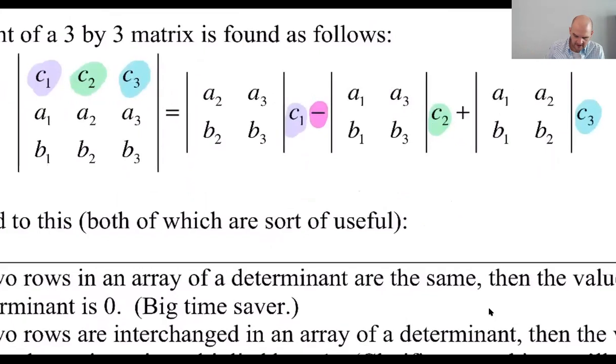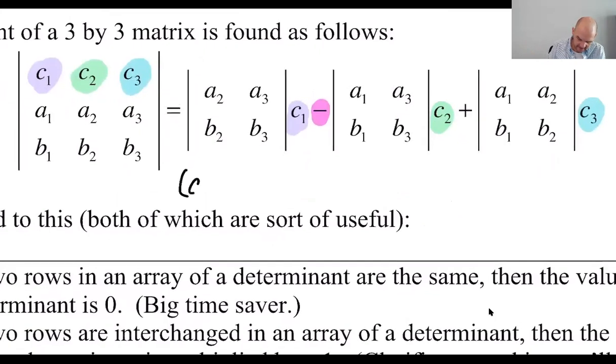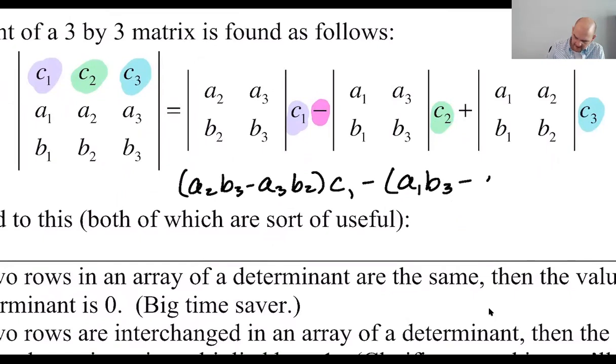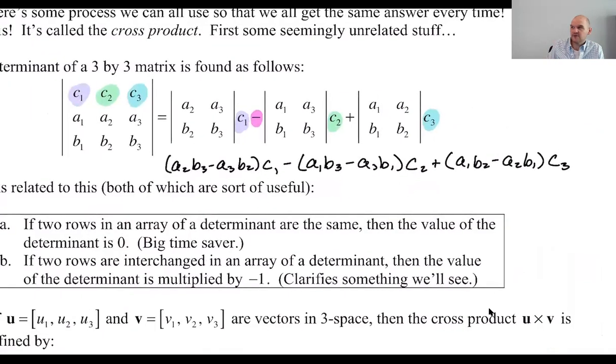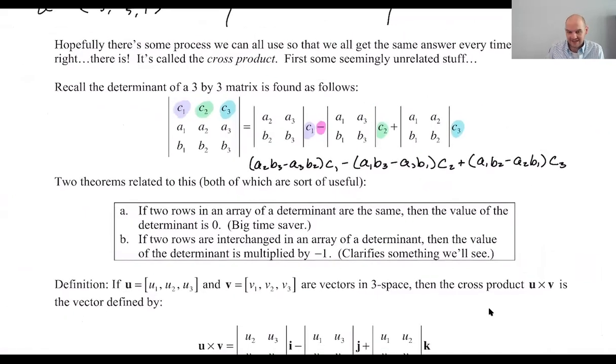But then what does this mean? Well, this, hopefully you're recalling, is A2, B3 minus A3, B2 times C1, then minus A1, B3 minus A3, B1 diagonals, and that's C2, and then plus A1, B2 diagonal, and then minus diagonal A2, B1, and then C3. This is a 3 by 3 determinant. Hopefully you've seen a 3 by 3 determinant before because we are about to use them a lot.